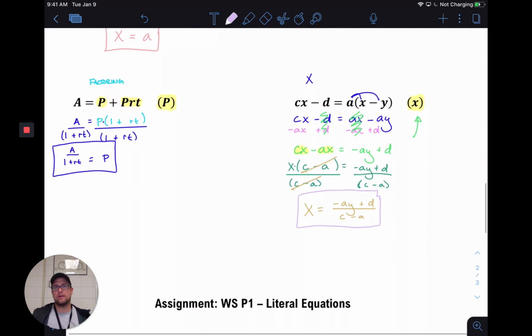Moving on, you're going to go and complete worksheet P1, literal equations. You should be able to find that in the folder.